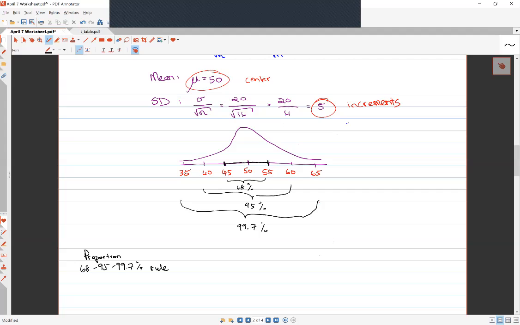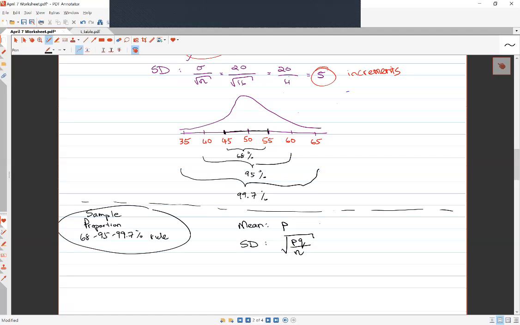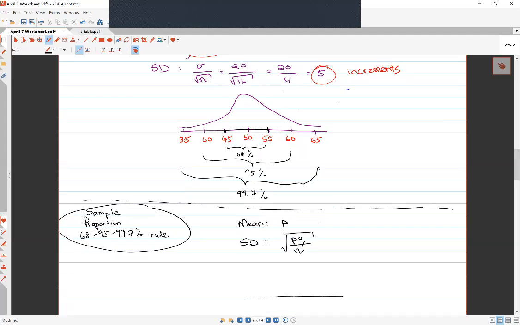So if we're talking about a sample proportion, for example, there we would know that our mean would be P and our standard deviation would be given by the square root of P times Q over N. So if we were dealing with a sample proportion, the bell curve would be centered at P, and then you would have your increments going in one direction plus square root of PQ over N, and in the other direction minus square root of PQ over N.